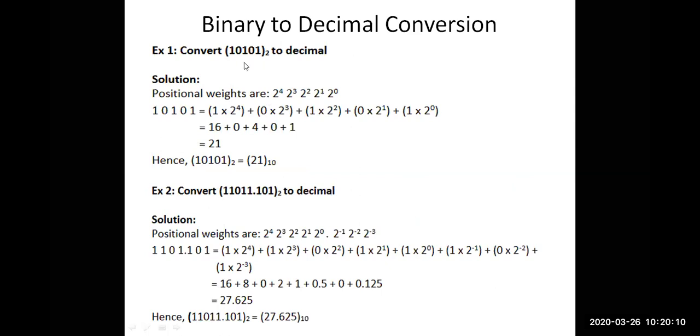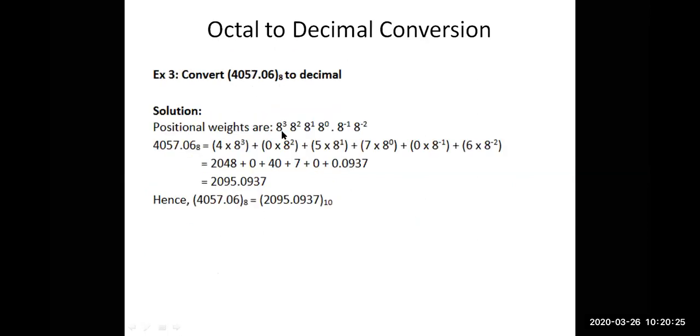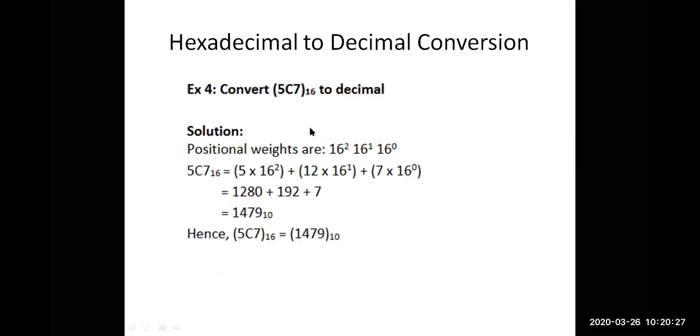While converting any number into decimal, we just have to find out the base. Suppose we have a binary number and we want to convert it into decimal, the base is 2. If we have an octal number, then the base is 8. If we have a hex number, then the base is 16. So the process is the same, addition of multiplications.